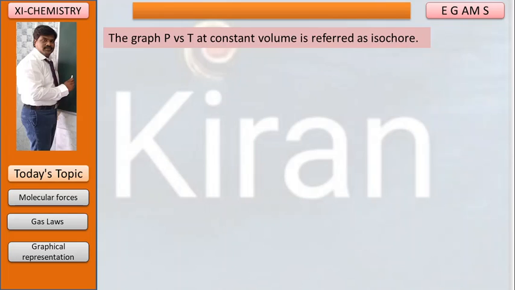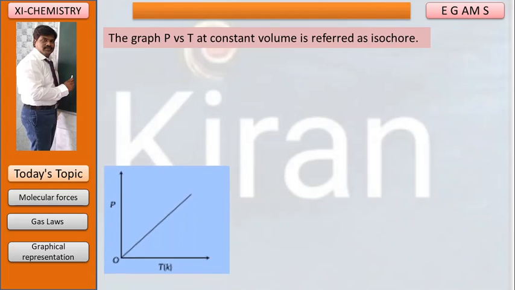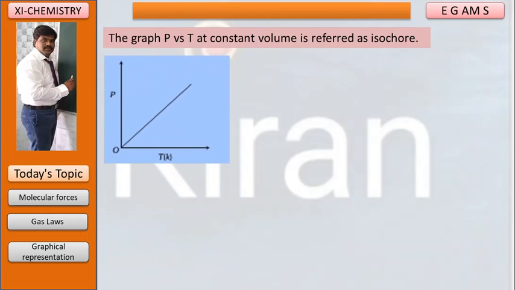Now, what about the graph between pressure and temperature? This is explained by Gay-Lussac. The graph plotted between pressure and temperature is known in chemistry as an isochore. Isochore means the graph between pressure and temperature. It is also a straight line, of the y is equal to mx pattern.